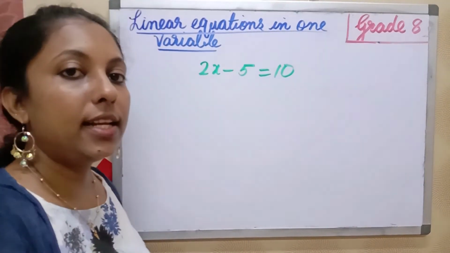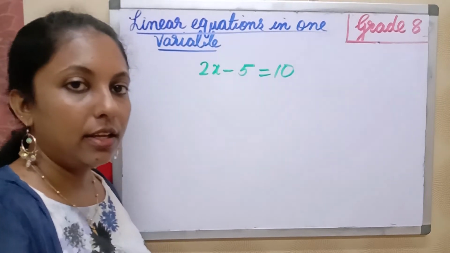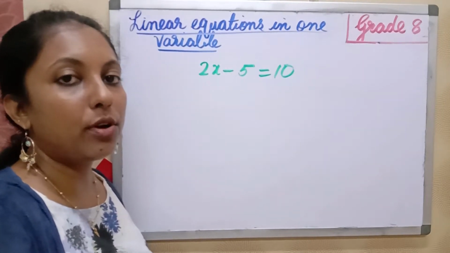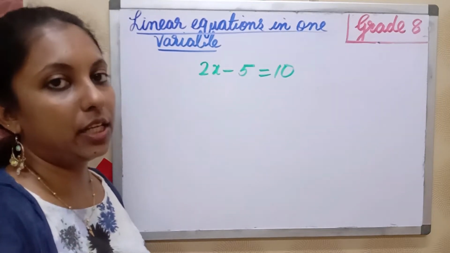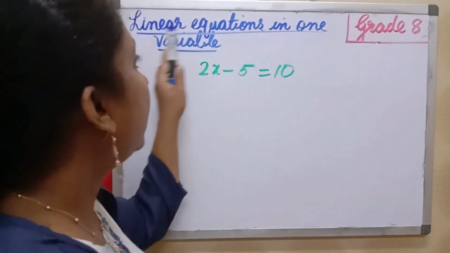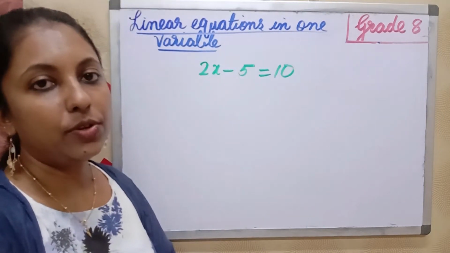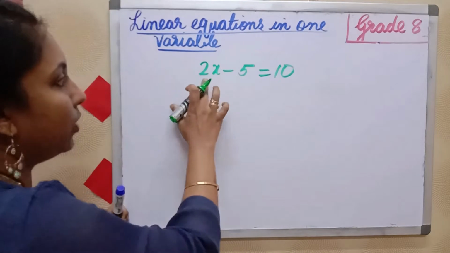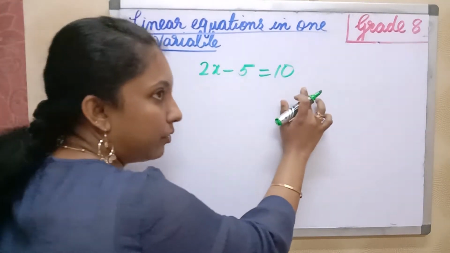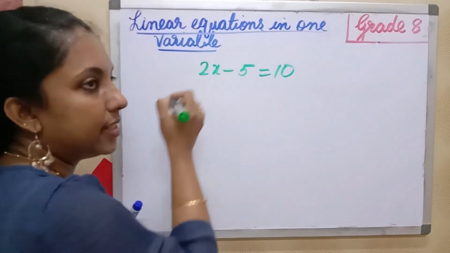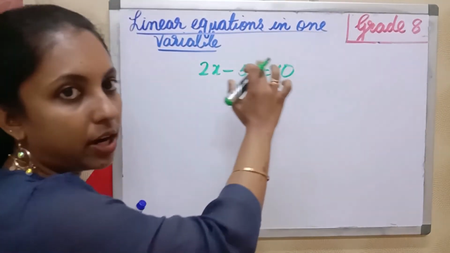Now, what is a linear equation? An equation with the highest power of the variable is 1, we are calling linear equation. Now, linear equations in one variable we are going to study. Here 2x minus 5 is equal to 10. This is a linear equation. That is, x is the one variable, only one variable is here. This is linear equation in one variable.